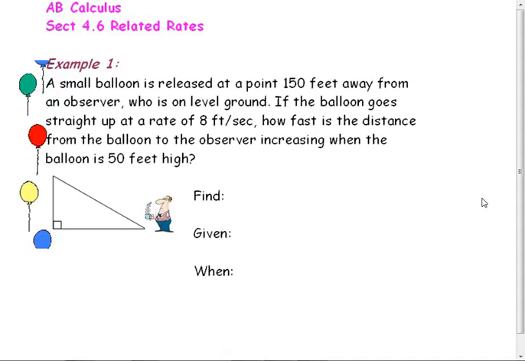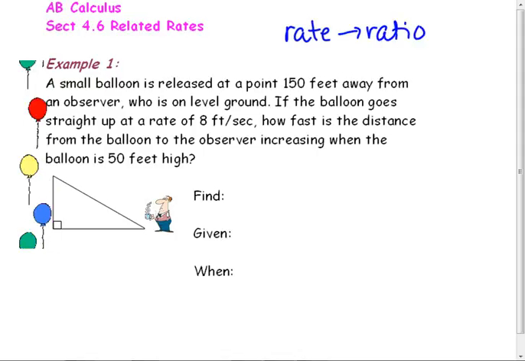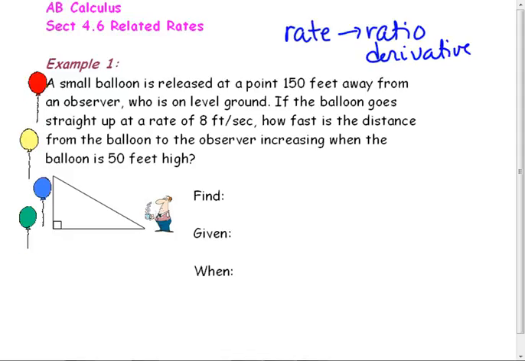Now, what is happening is we're going to relate rates. And what is a rate? It's a ratio. In this case, it's going to be a derivative. That is a rate. So we're going to do rates of change. You're going to look at ratios of two changes. And in the very last page of this handout, you have the directions on how to do these problems. It's a lot like the max-min problems, but I think you'll find them a little bit easier.